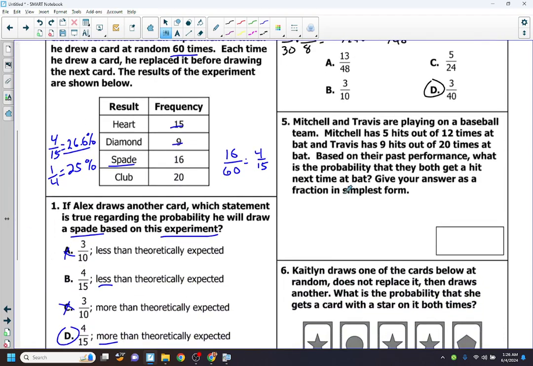Mitchell and Travis play basketball. Mitchell hits 5 out of 12, and Travis hits 9 out of 20 at bat. Based on their past performance, what's the probability both get a hit next time at bat? So we want to see if they both get a hit. So first off, Mitchell hits 5 out of 12, and Travis hits 9 out of 20. So we multiply those out. 45 over 240, which we could simplify to 3 over 16.